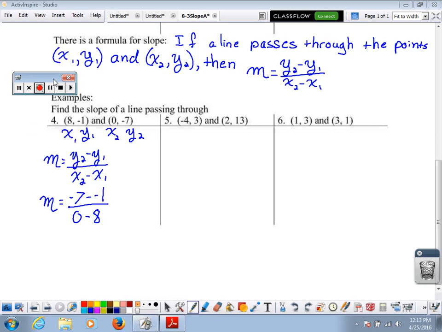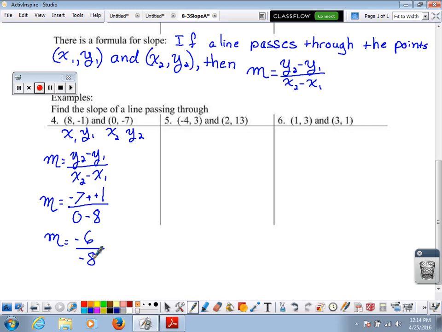Okay, if I have minus and negative, first of all, minus and negative, what happens there? It becomes plus, plus, plus. So negative 7 plus 1, well, that's negative 6. And then 0 minus 8 is negative 8.